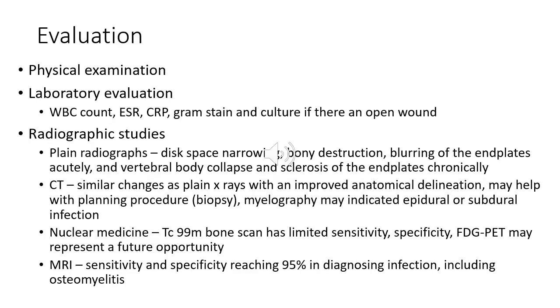Evaluation of patients being worked up for surgical site infections of the spine include a thorough physical examination and neurological examination, laboratory evaluation with a white blood cell count, ESR, CRP, gram stain, and culture if there's an open wound. Radiographic studies are often obtained and may range from plain radiographs, which may demonstrate disc space narrowing, bony destruction, blurring of the end plates acutely, and vertebral body collapse and sclerosis of the end plates chronically.